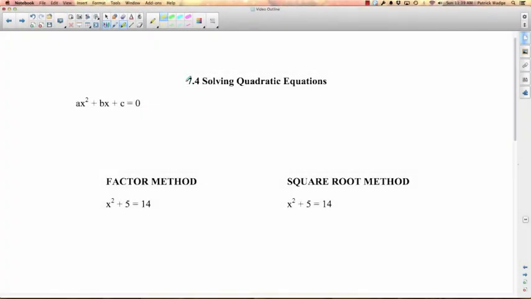Okay, section 7.4 is called Solving Quadratic Equations. We're going to do this in 2 days, so 2 videos.